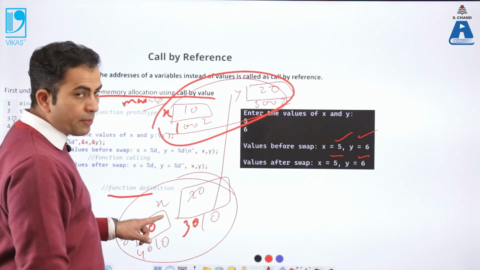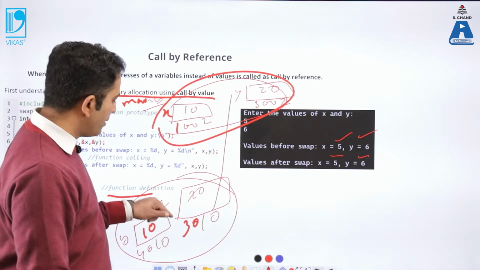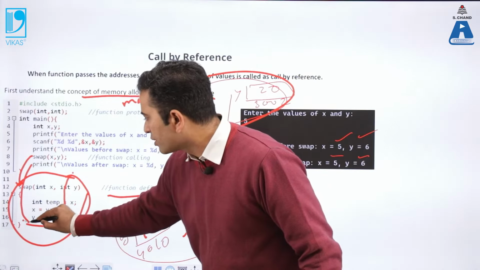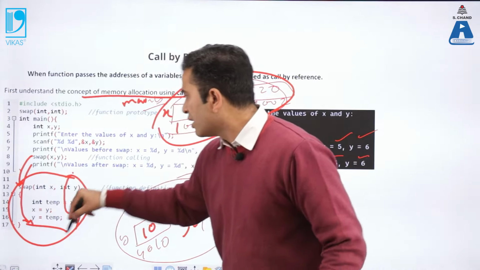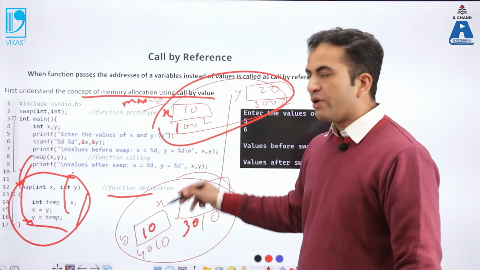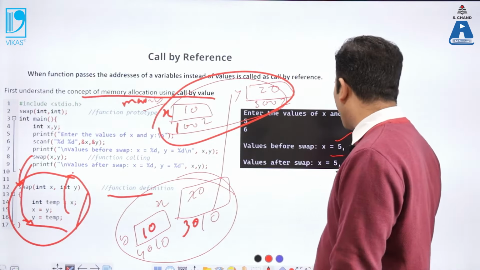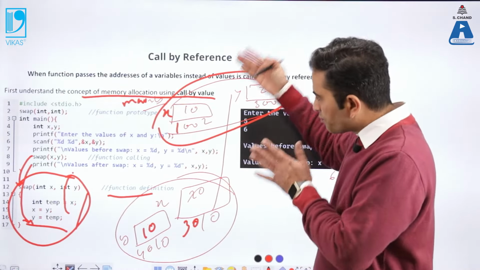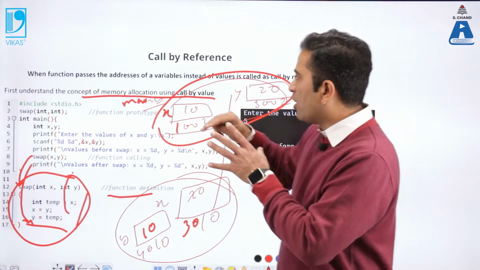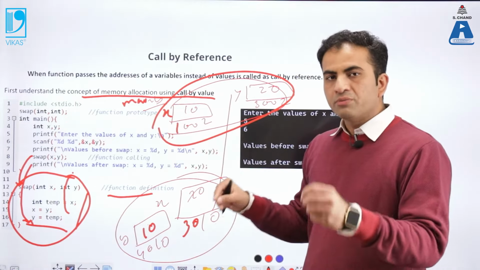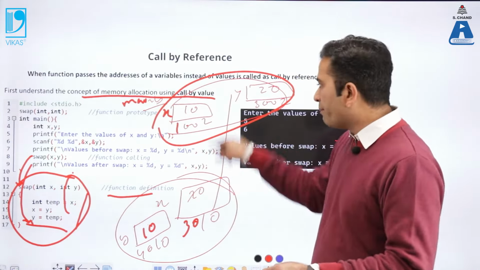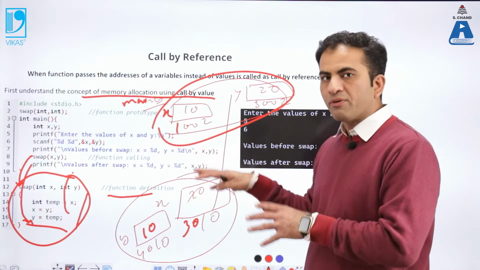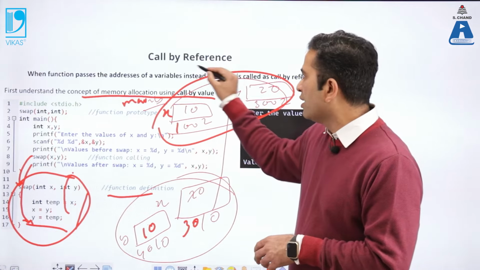Okay, so we are not printing the values of x and y of this one. If we write this particular statement here, then the values of x and y will be printed in a swapped manner, that is 6 and 5. So this little program of call by value is just to make you understand the importance of memory allocation and the scope of the variables, because this type of concept is very important in call by reference.